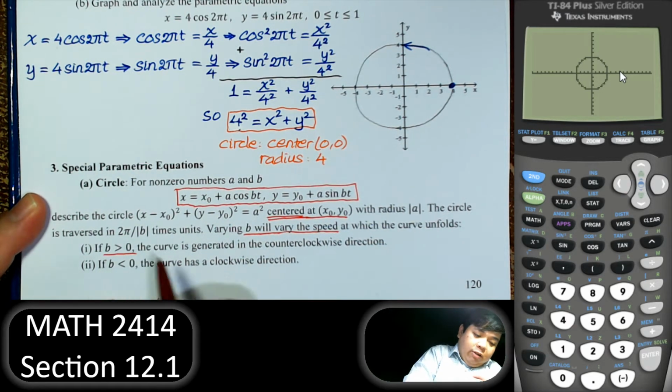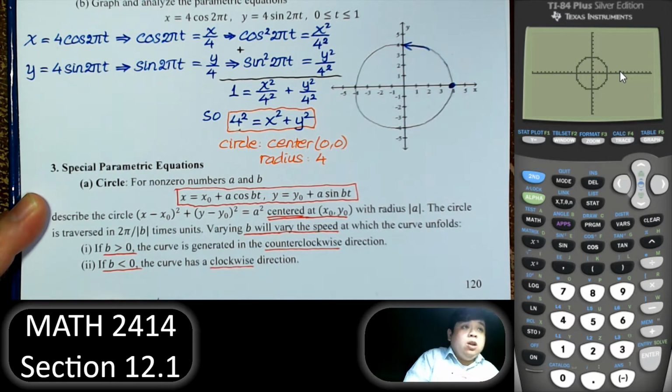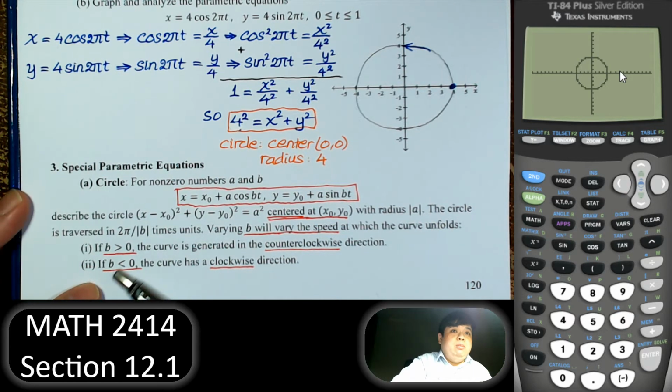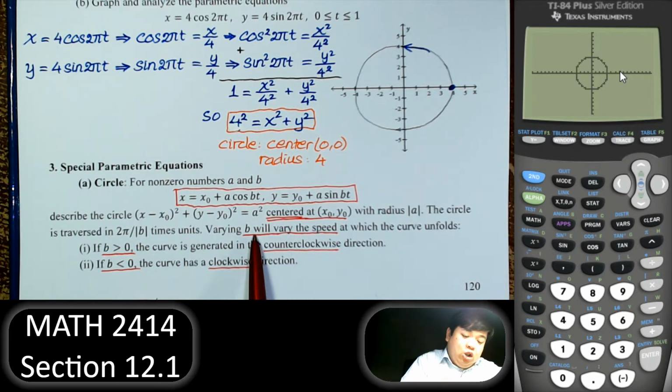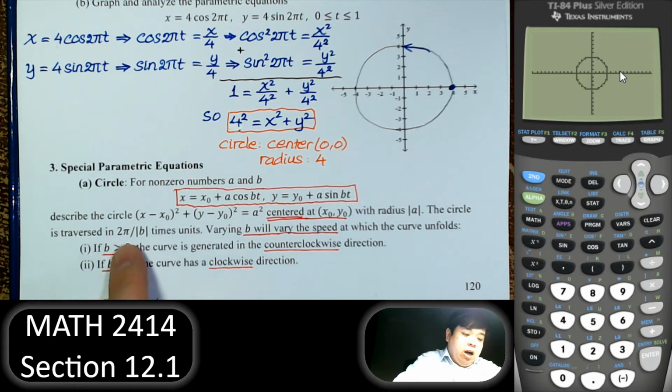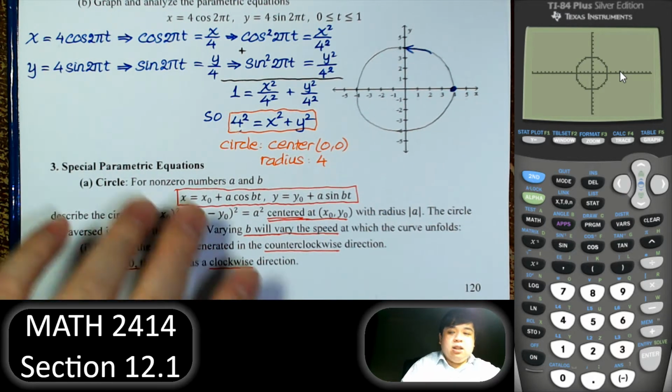And if it's positive, counterclockwise; negative, clockwise. So certainly we can choose b to be positive or negative to control the orientation, clockwise or counterclockwise. And then we change b to be big or small to control the speed. What we don't have here is where it starts and where it ends. In that case, we have to choose that.